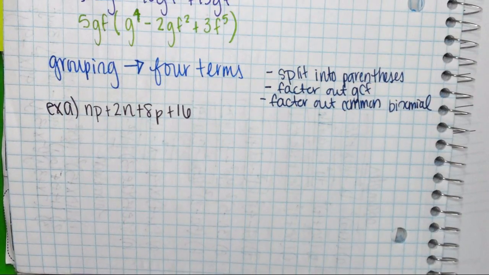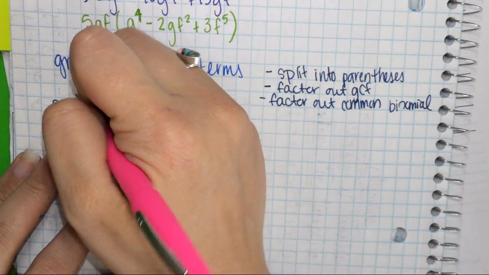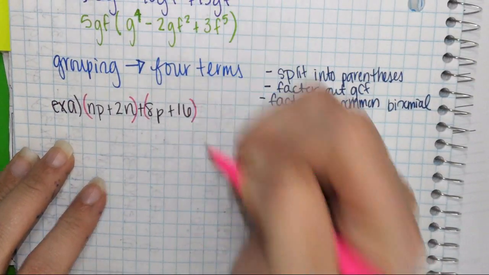So we look to see if there's a GCF or if we have 4 terms. How many terms do we have? So we're going to use grouping. You have to split into parentheses. That means that you put parentheses around the first 2 and the last 2.